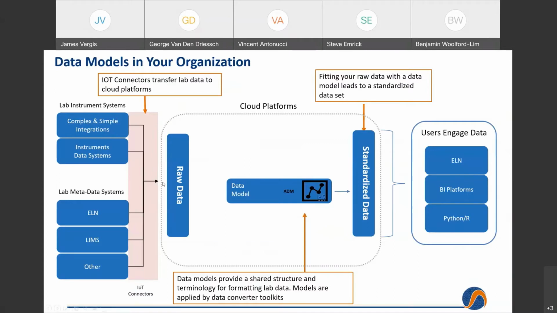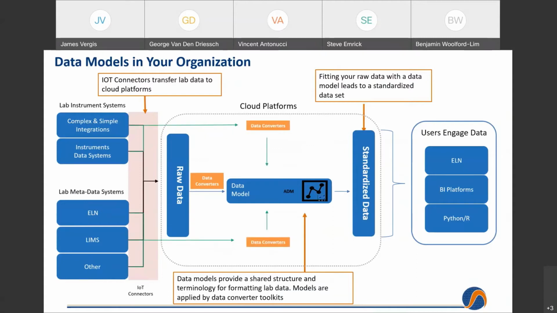And once the raw data is stored, you need a toolkit like a data converter that is either developed in-house, developed by a third-party vendor, or from instrument vendors themselves, that fits the data model to that raw data to create your standardized format.